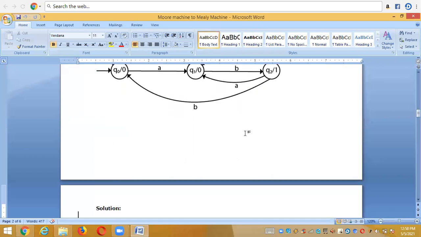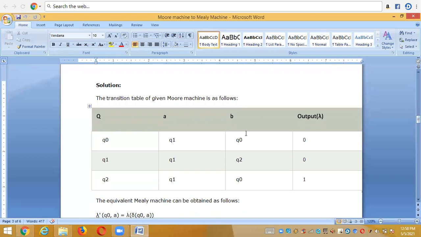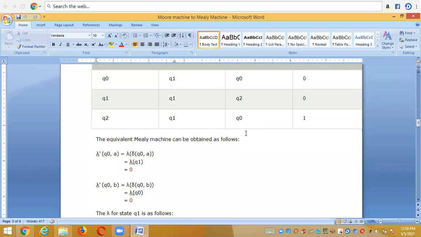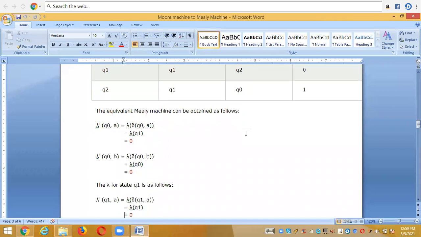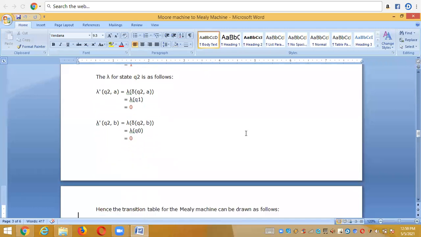Now draw the transition table for this. This is the transition table for the given machine, right? After drawing the transition table, here we have three states, and you need to calculate the extended output function for the three states with the two inputs. That means lambda dash of q0 with a, lambda dash of q0 with b, lambda dash of q1 with a, lambda dash of q1 with b, lambda dash of q2 with a, and lambda dash of q2 with b. After calculating the extended output functions for these states with the input alphabets, finally you get a transition table like this.